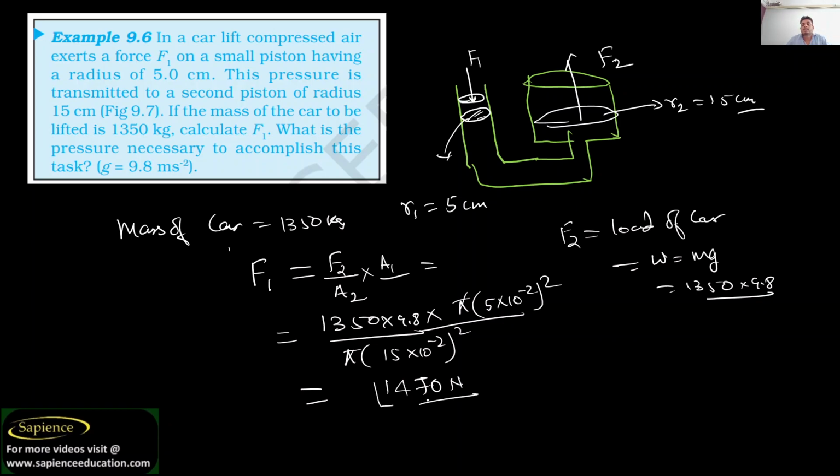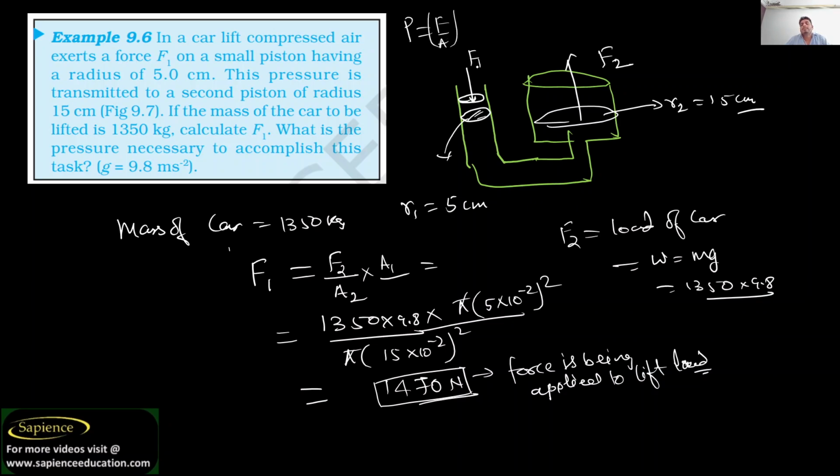So this is how much Newton of force is being applied to lift the load. Now they are asking what is the pressure necessary to accomplish this task. Pressure is equal to what? Force by area. Either F1 by A1 or F2 by A2, you will write. So you will get the pressure. So let us consider how much pressure is required.